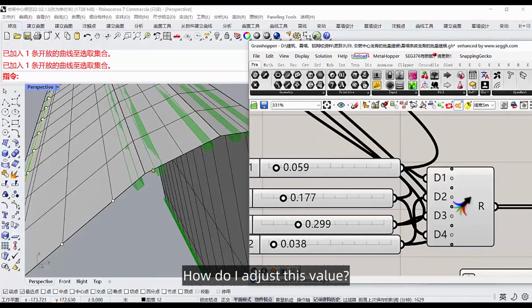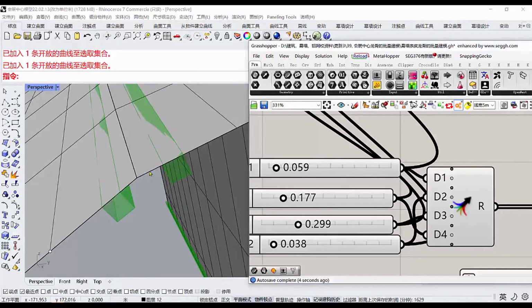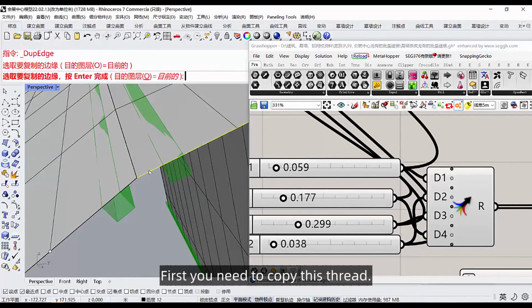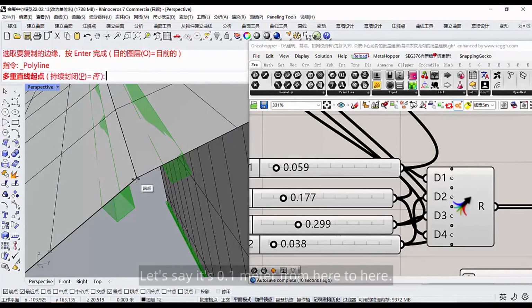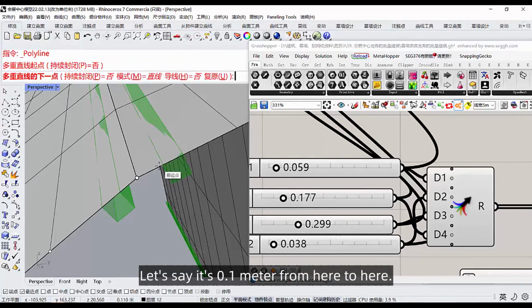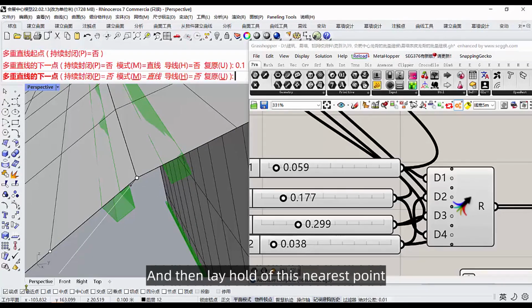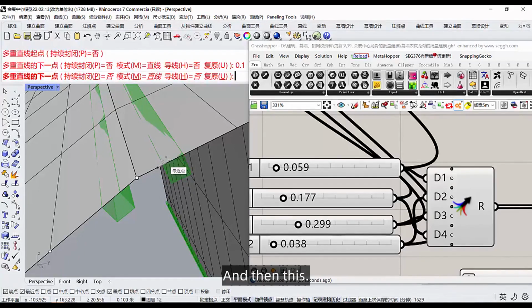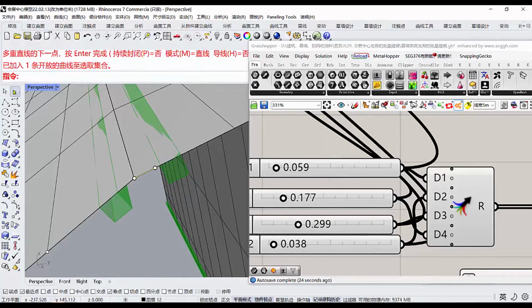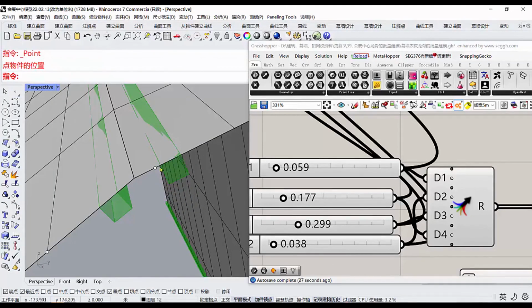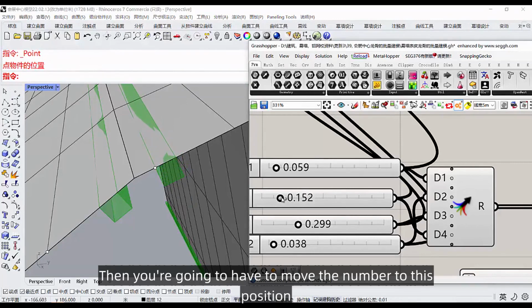How do I adjust this value? First you need to copy this thread. And then, let's say it's 0.1 meter from here to here. So you have to type in 0.1 and enter. And then grab this nearest point, and then this. In that case, 0.1 m as the furthest side of it. Then you're going to have to move the number to this position.